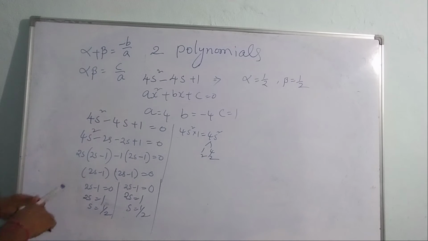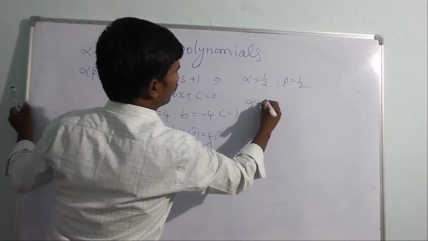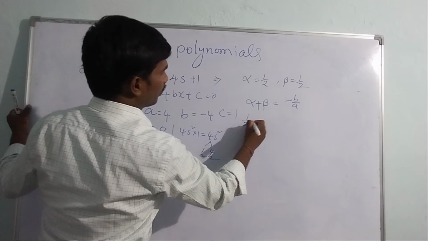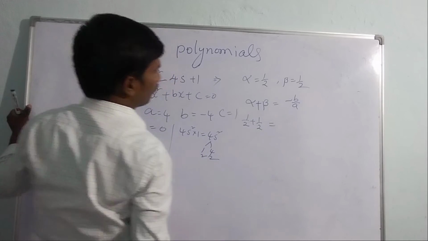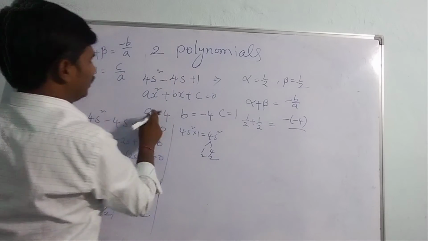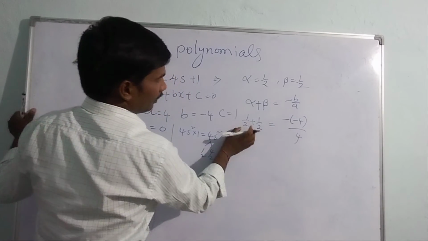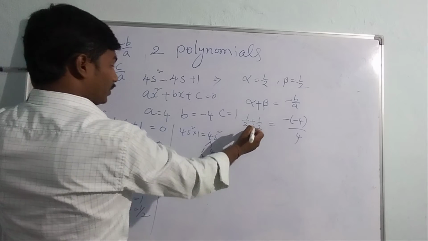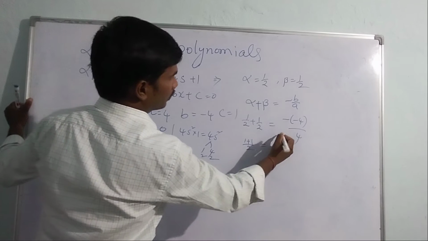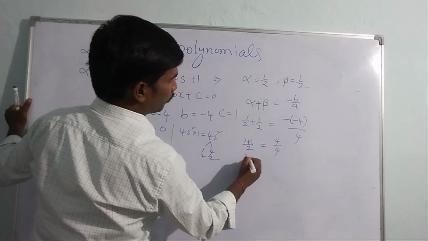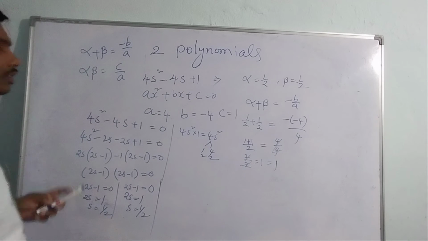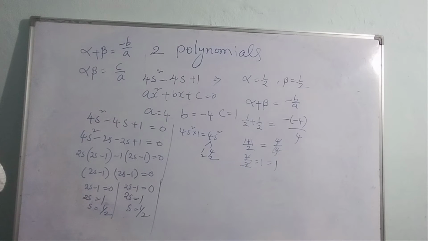Now sum of the zeros. Alpha plus beta is equal to minus b by a. So at the same time, both sides I am doing. Alpha value 1 by 2 plus 1 by 2 is equal to minus b by a, minus b by a value: minus of minus 4 by a value 4. So RHS side 1 by 2 plus 1 by 2, 2 is the common denominator, 1 plus 1 is equal to 2 by 2, value 1. This side 4 by 4, value also 1. So therefore alpha plus beta is equal to minus b by a, verified.